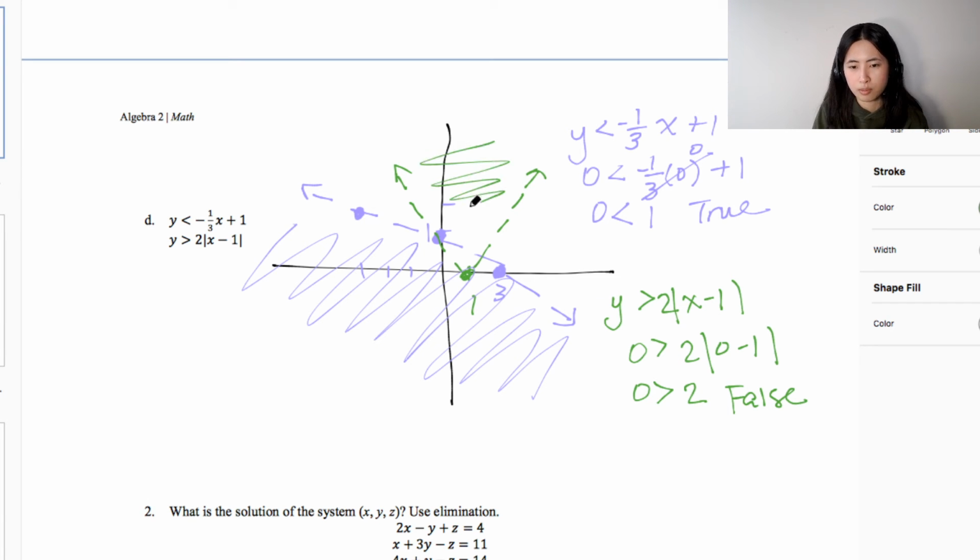You're shading this part, right? Because you're not supposed to include the test point. Because there is only a little overlap between the first inequality and the second inequality, your solution would just be this little triangle over here, because this is the only point of overlap that they have. And that's why you're not shading here, right? Because we said this was false.